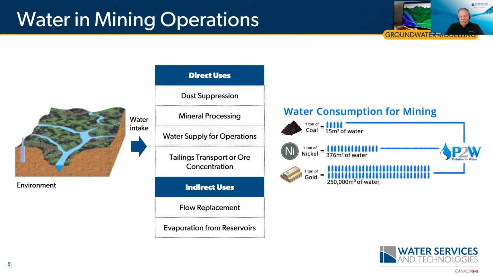One KPI that a lot of mines are using for sustainability is how many cubic meters of water is used per ton of ore produced. So coal goes from 15 cubic meters of water typically, and gold up to 250,000 cubic meters of water per ton of gold. And let's see the typical flow in a mine, solids.